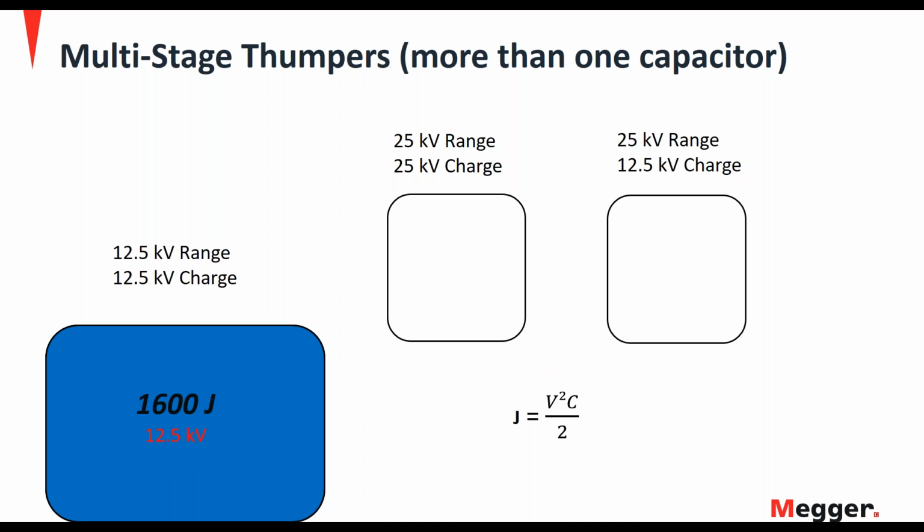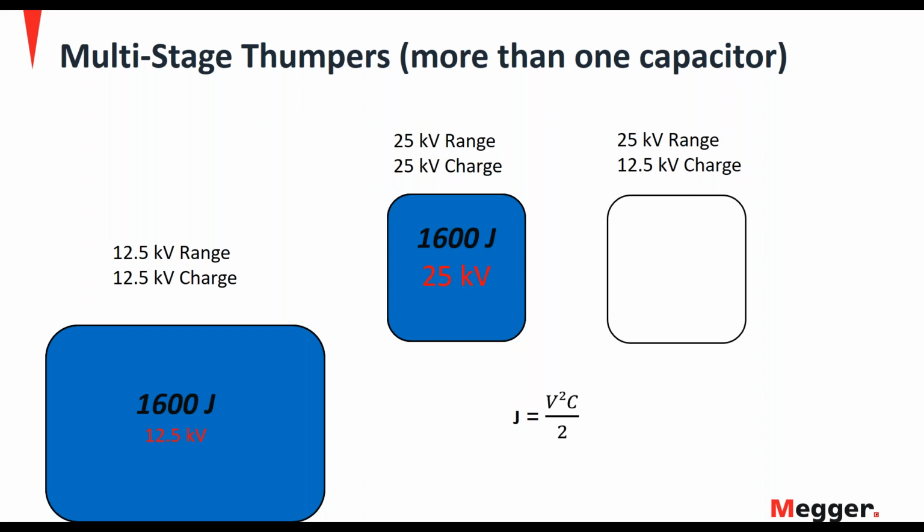Now, for some reason, say breakdown was above 12.5 kV, we have no choice but to use the higher voltage range. We have a 25 kV range associated with a smaller capacitor. If we charge that capacitor all the way up to 25 kV, we're once again at 1600 joules of energy. So this particular thumper, the Smart Thump 25, has two maximum noise positions.